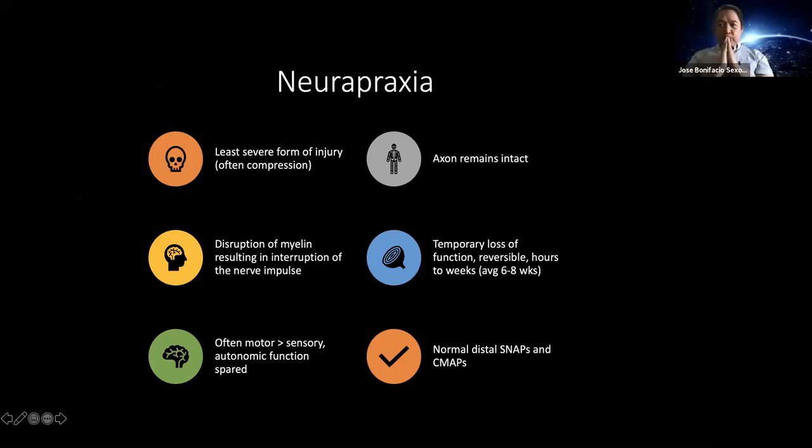It's the least severe form, and it's often related to compression. The axons are intact in a neurapraxic injury. There is disruption of the myelin resulting in interruption of the nerve impulse. There's a temporary loss of function. So these are the ones that recover quickly, you know, 6 to 8 weeks. It's often motor greater than sensory and autonomic function is spared in this condition. So the distal sensory nerve action potentials and compound muscle action potentials are going to be normal in this case electrophysiologically.